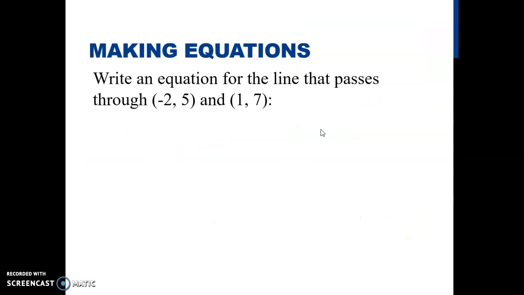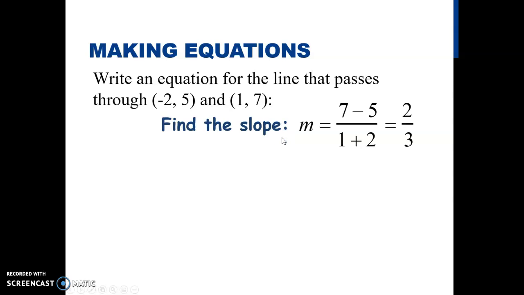Okay, let's end this video with just an example of making your equations. So we have two data points. We want to find the equation through those two data points. All right, one of the first things that we're going to need to do is find that slope. And so change of y's over change of x's, making sure your data points are on top of each other in terms of the x and y's. We get a slope of 2/3 in this case.